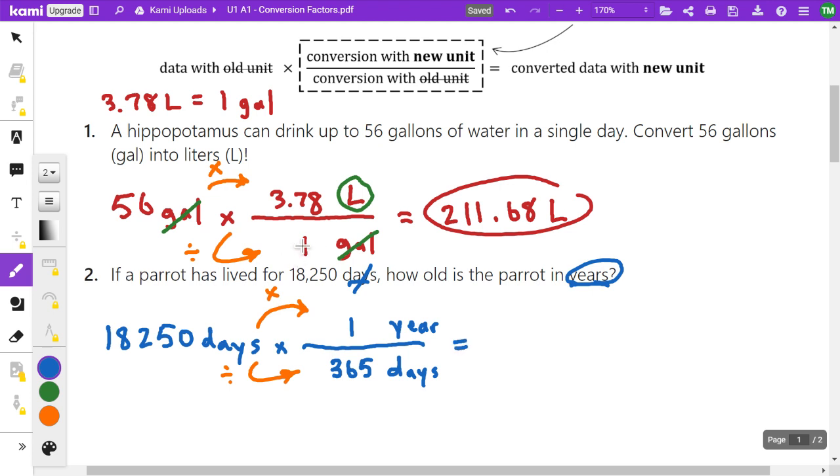So this time, the 1 is on the top instead of on the bottom. Sometimes it's on the top, sometimes it's on the bottom, but what really matters is making sure that your old unit is on the bottom of the fraction bar so it can get canceled out. And your new unit will be on top where it gets to stick around. So if I take 18,250 and multiply by 1, it's still 18,250. If I divide it by 365, that's going to change my answer, and I get 50. 18,250 days is the same as 50 years. Just two different ways of writing that measurement.